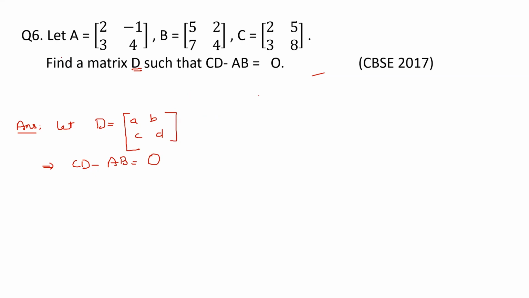Rifat, we have just started this question. So please try to solve this. Here we need to find a matrix D. The order of D is 2 by 2, because we need to multiply this with C and subtract it. We have assumed this is the matrix. Now please put this matrix in this equation and try to find the values of A, B, C and D.